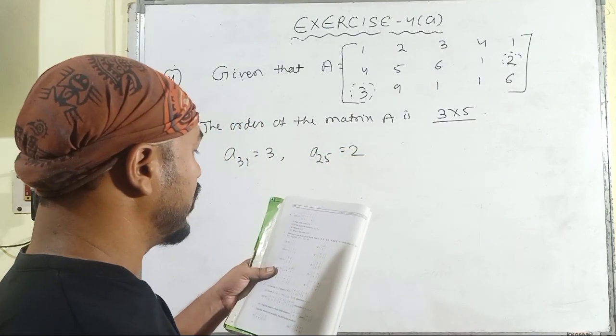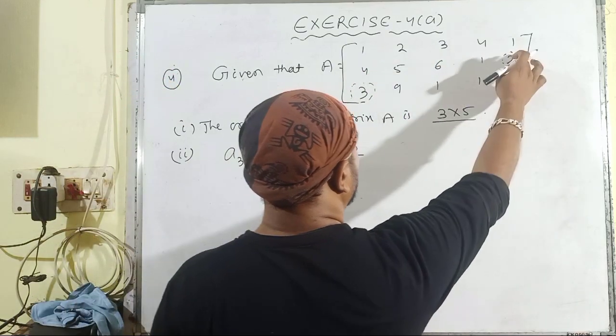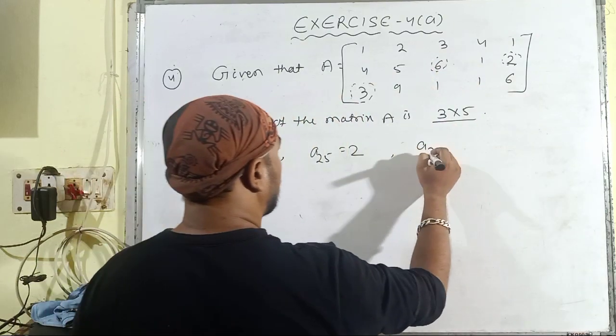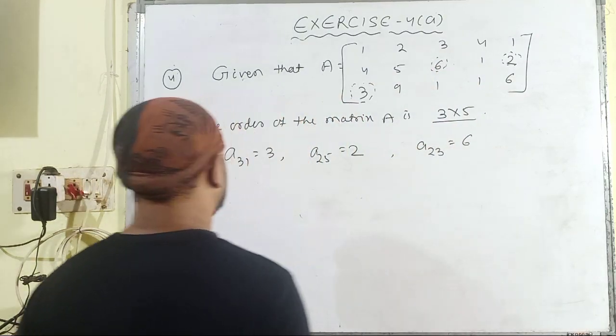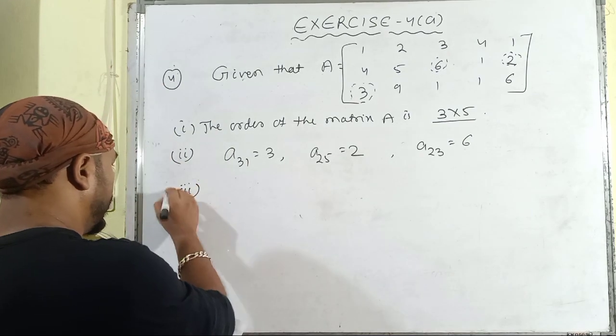Then we have to find out A23. Second row, third column. Okay, so this is 6. A23 is equal to 6. Then the next bit is here.